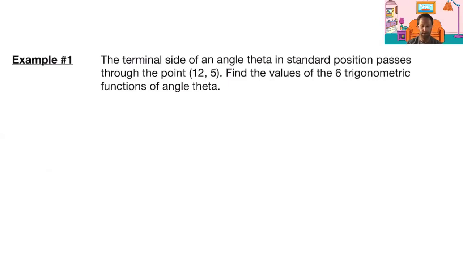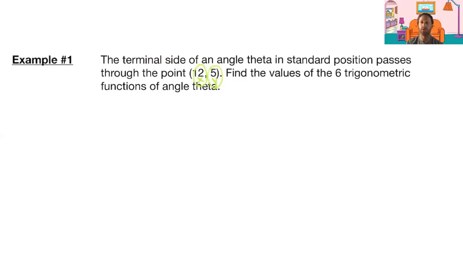It says the terminal side of an angle theta in standard position passes through the point (12, 5). And you need to know what (12, 5) represents. And hopefully you said the point. But that's not my point, okay? The point I'm trying to make is they actually are telling you what x and y are.